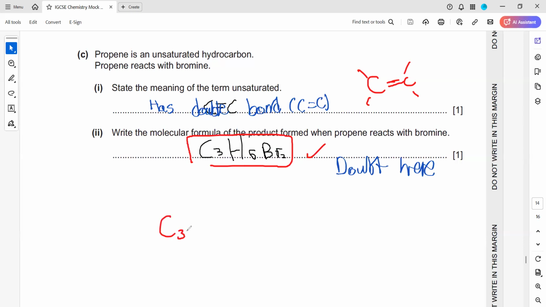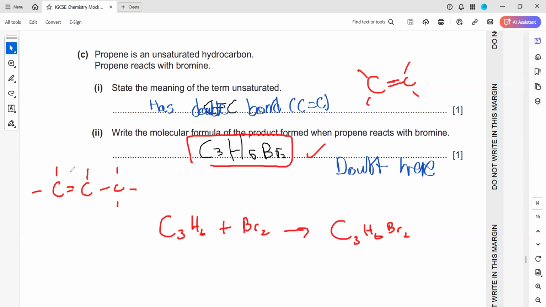What will happen? We have C3H6 and it reacted with bromine, which is Br2. It will undergo an addition reaction. So it will form C3H6Br2. There is no double bond here. Why is there no double bond? The structure, this is propene. Prop means three carbons, and the structure contains a double bond.